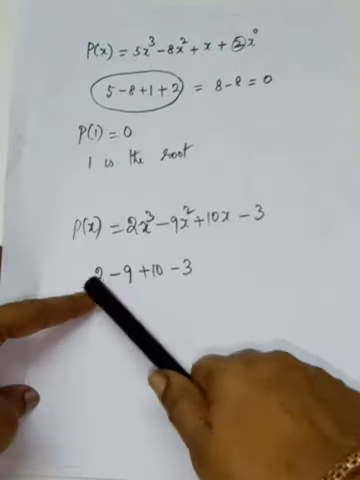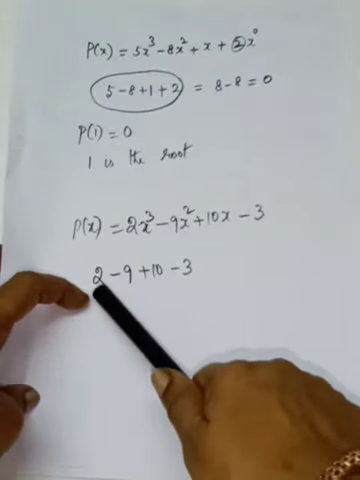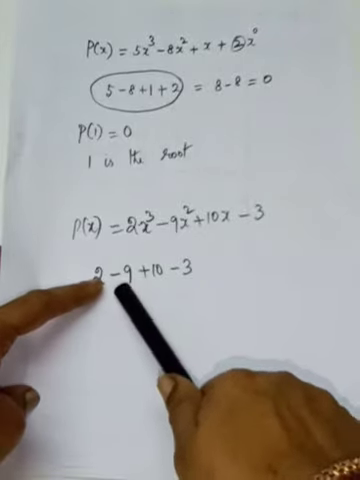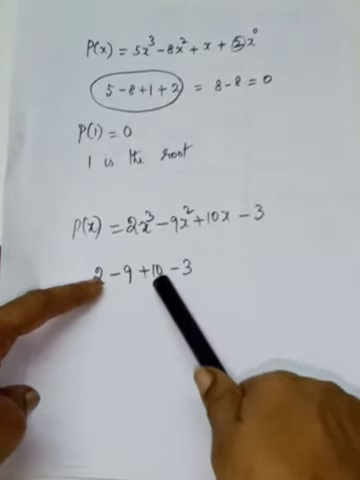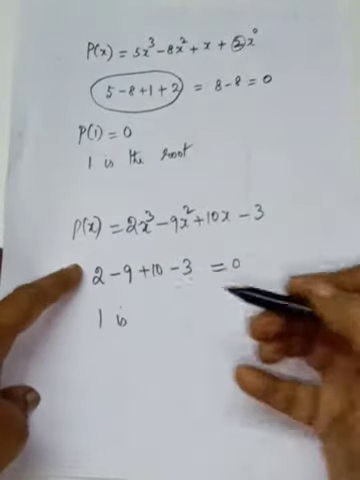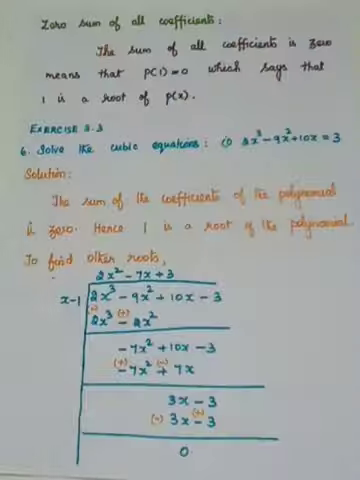So what is it? Here 2 minus 9 is minus 7. Minus 7 plus 10 is 3. 3 minus 3 is 0. That means 1 is the root of the polynomial equation. So see that the sum of the coefficients of the polynomial is 0, so hence 1 is the root of the polynomial. Which is the root of the polynomial? 1 is the root of the polynomial.